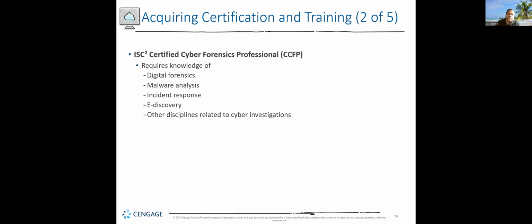ISC squared certified cyber forensic professionals, or CCFPs, requires a knowledge of the following: digital forensics, malware analysis, which I will have you guys do, incident response. Don't worry, I'm not going to give you a real virus. E-discovery, which means digital discovery. Other disciplines related to cyber investigations. That can be a plethora of things.